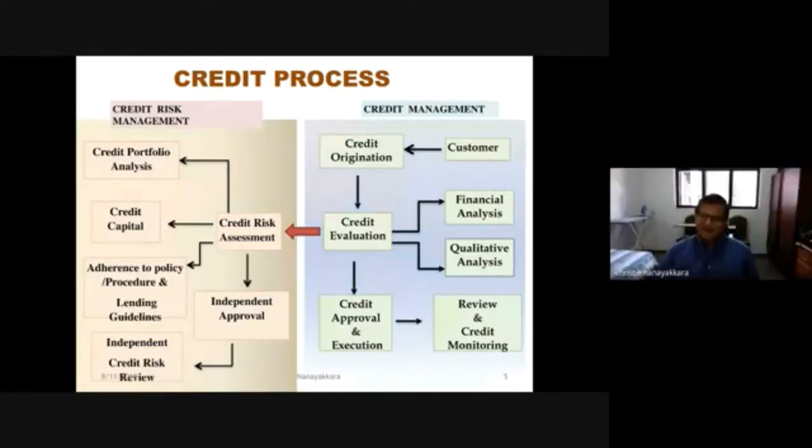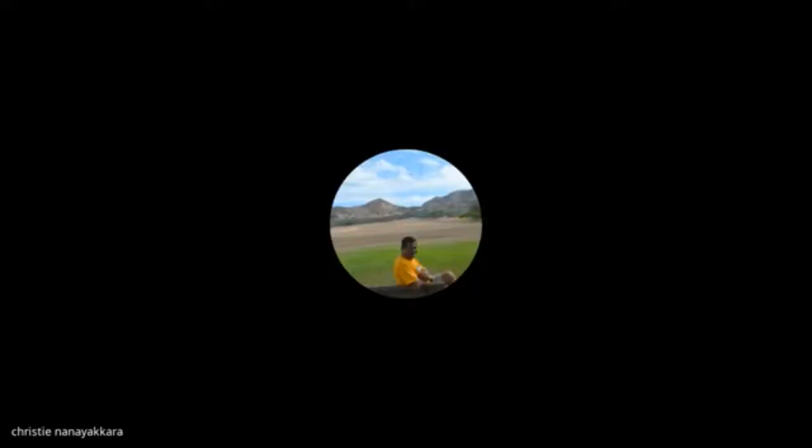They say most of the facilities go bad due to bad credit evaluation. A lot of people tend to agree on that, because if you are biased in evaluation, if you have not carried out credit evaluation properly, there is always a chance that customer default could occur. So credit evaluation, we divide into two areas. You can do a financial analysis and a qualitative analysis.